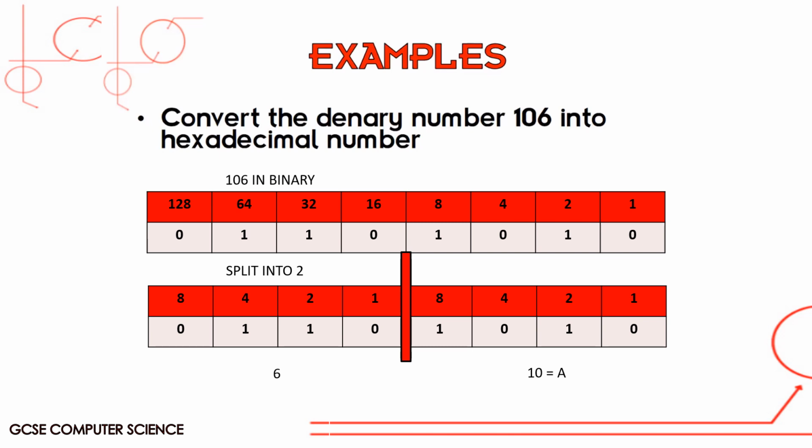The nibble on the left is 4 and 2, which is 6. The nibble on the right is 8 and 2, which is 10. And we know that 10 is A. So 106 in hexadecimal is 6A.